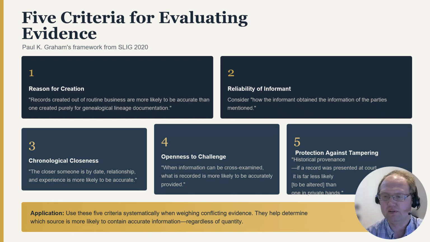See, then there's reliability of information. Consider how the informant obtained the information. Were they an eyewitness? Were they reporting just hearsay, what they heard? Did they have any reason to distort or fabricate the information they were providing, for the purpose of deception?